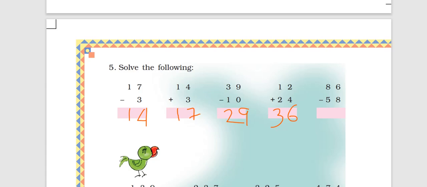Over here we need to regroup. We cannot subtract 8 from 6. So let's regroup. We have 8 tens. Let's give away 1 ten. That will leave us with 7 tens. We carried over 1 ten, which is 10 ones, and we already have 6 ones. So we have a total of 16 ones in the ones place. 16 minus 8 is 8. And 7 minus 5 tens is 2 tens. 28.